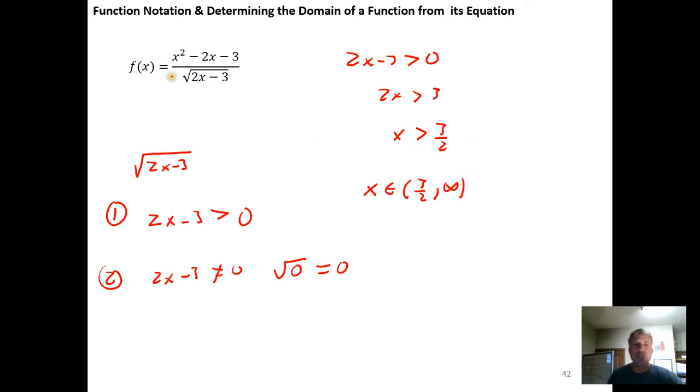And again, to drive this home, if I throw 3 halves in here, I would get 2 divided by 2 is 1, 1 times 3 is 3, 3 minus 3 is 0, square root of 0 is 0. Now I have a division by 0. So we can't put that square bracket on there and say, hey, it's okay to use 3 halves. It's not. It would cause division by 0.